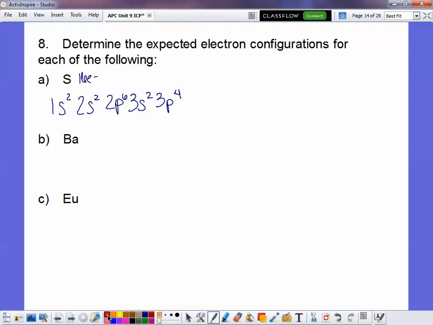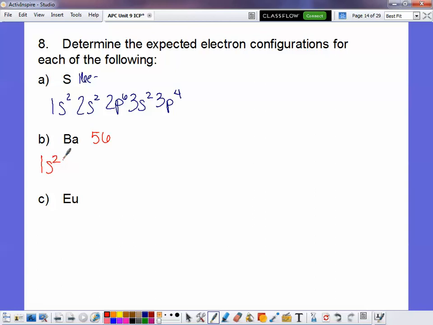We're going to do the full for barium, and then for europium, I will review the noble gas configuration, which is also called the core configuration. Barium, how many electrons? 56. I apologize. It's okay. Later on, you'll do bismuth and platinum. Bismuth has 83. Platinum has 78.